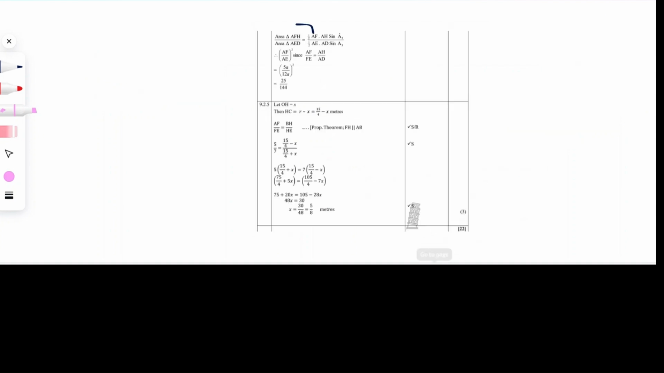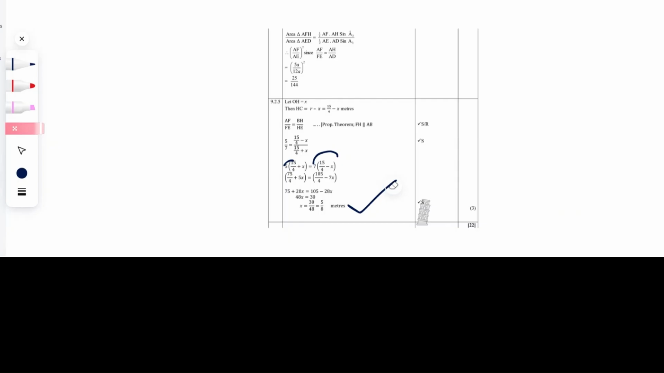Okay? And the reason for this is the proportionality theorem, but you have to state the lines that are parallel to each other. AF over FE equals, they've made a little error over here, by the way, guys. This is supposed to be HC, not HE. BH over HC, we know that AF was 5A, but obviously the A's cancel out. It was 5A over 7A, but the A's cancel out. We've already calculated that BH is equal to 15 over 4 minus X, and we know that HC was 15 over 4 plus X, okay?